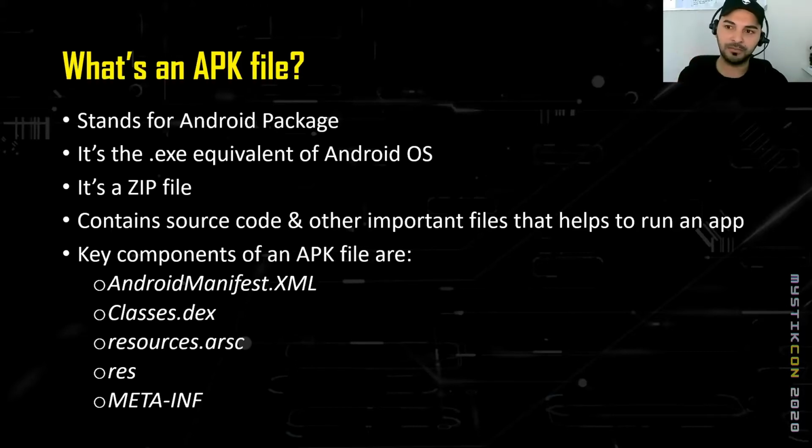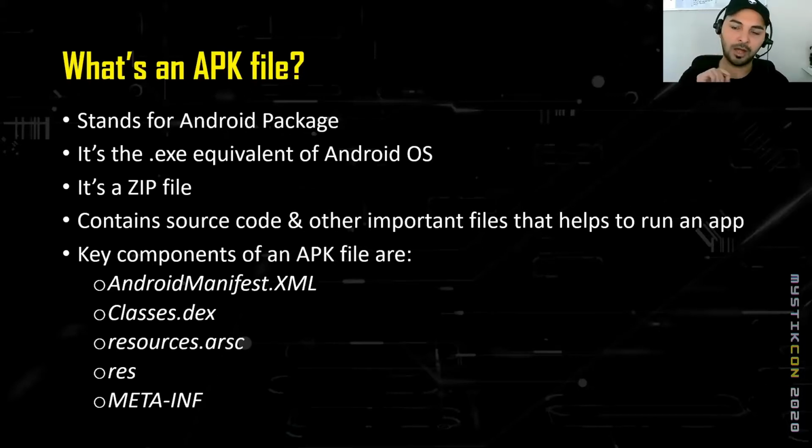So this is obviously the key component. That's what an APK file is. The APK file contains all the resources, your source code, all the images, bitmaps and things like that in this package. The key components of APK files are listed here. The first one is the Android manifest file. The second ones are the classes.dex file, the resources file, the res folder, and the META-INF folder.